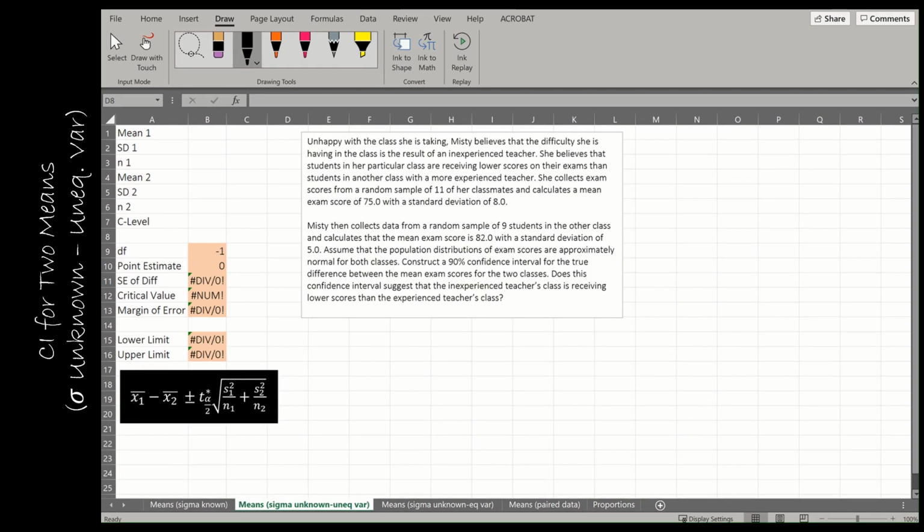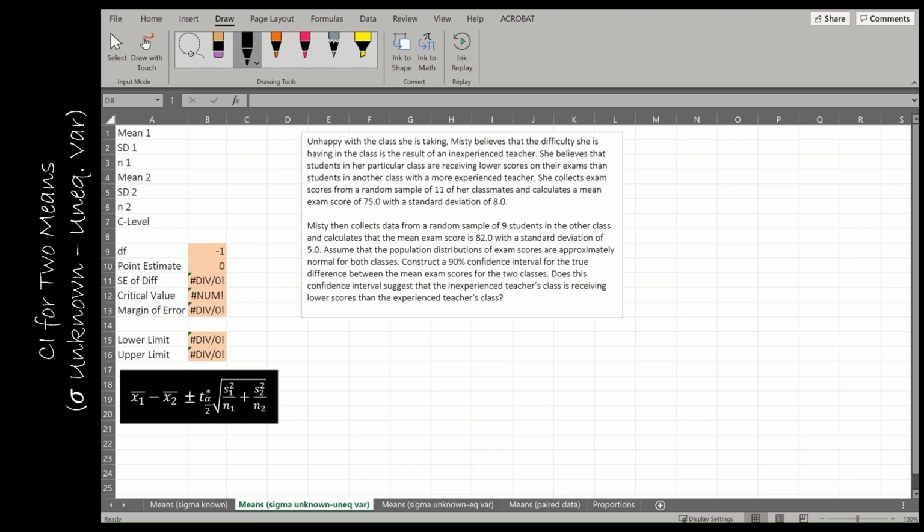Let's take a look at another example. In this example, we will not be given sigma, the population standard deviation, and we're going to assume unequal variances. So you'll have to look for whether the variances are assumed to be equal or unequal. Typically, it will tell you to assume the variances are equal if they want you to assume that. In this case, we don't know anything about their variances, and therefore we're just going to assume that they're unequal.